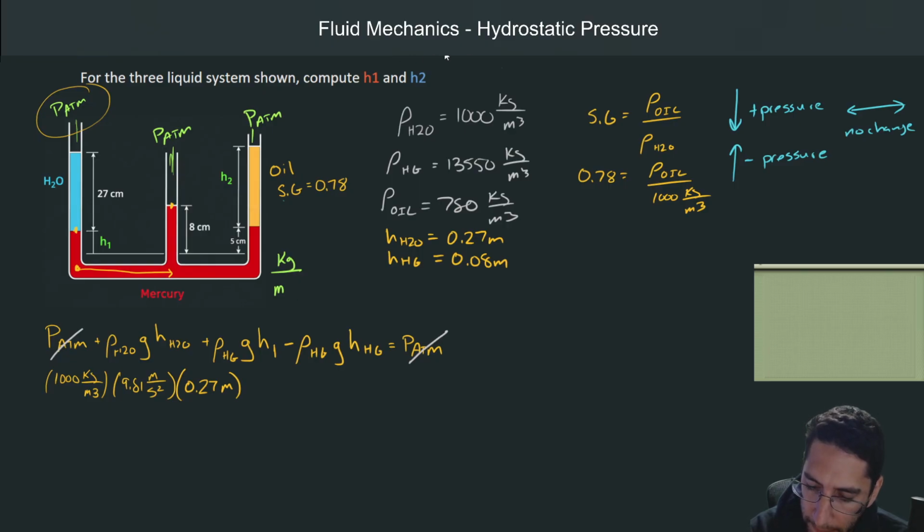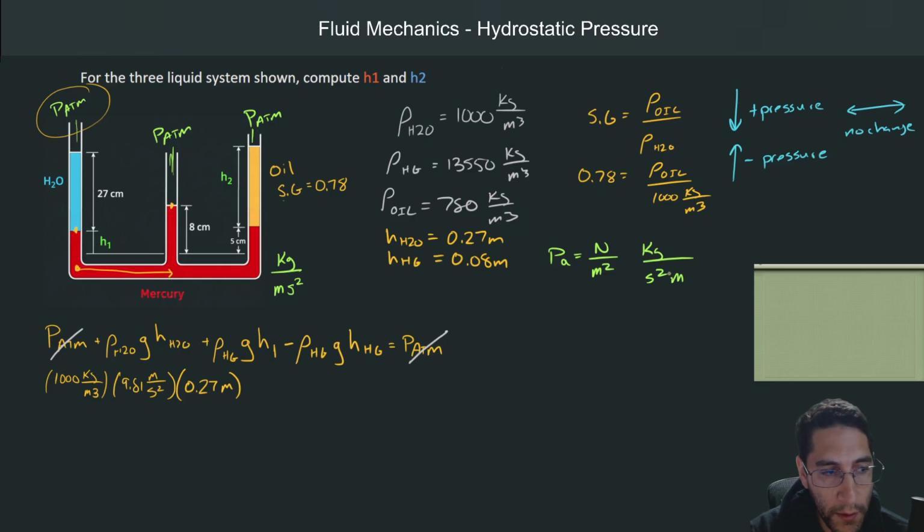Let's look at what a Newton or a Pascal is. A Pascal is a Newton per meter squared, and a Newton is a kilogram meter per second squared. So we can see that these are equivalent. Simplifying, I get a kilogram per meter second squared, which is the same as this unit. So that's good. They're units of Pascal, which makes sense because I'm working with pressure.